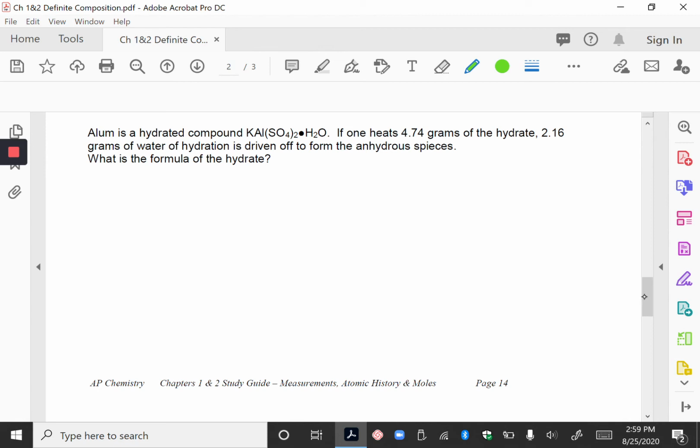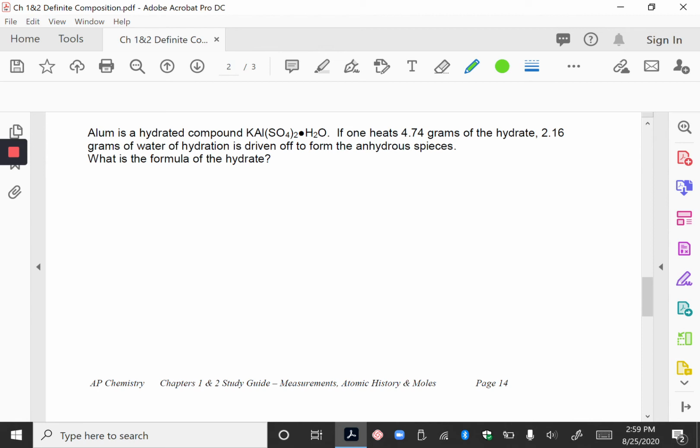What does hydrated compound mean? Remember, hydrate means you have an ionic compound, but it has some water in it trapped in the crystal. And so when we write it, we write the formula of the ionic compound and then a dot and then however many H2Os there. So this is a hydrate. It has water in its crystal. It says if one heats 4.74 grams of that hydrate, 2.16 grams of water of hydration is driven off to form the anhydrous species. What is the formula of the hydrate?